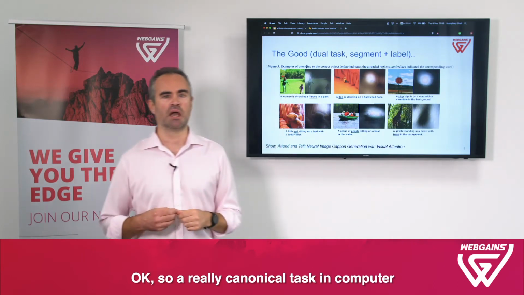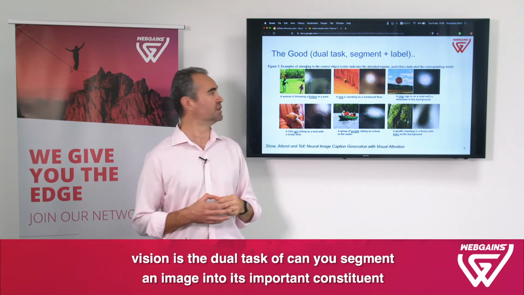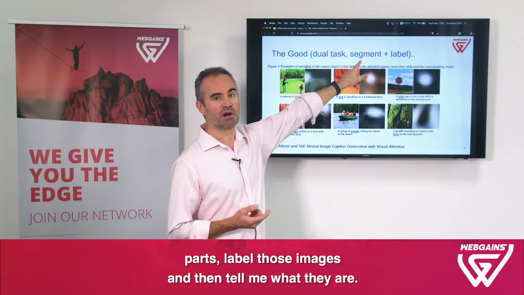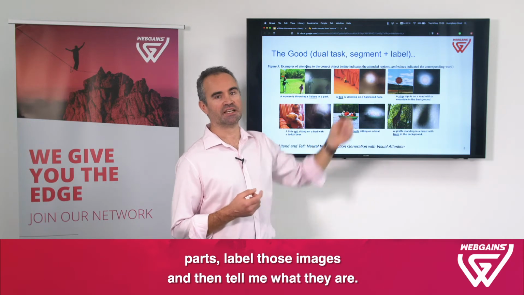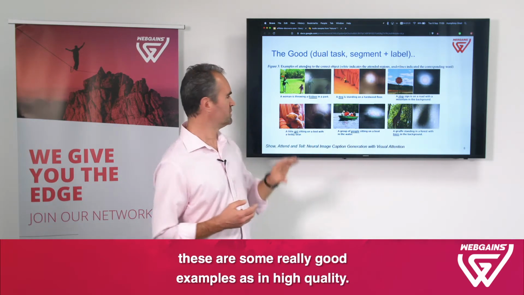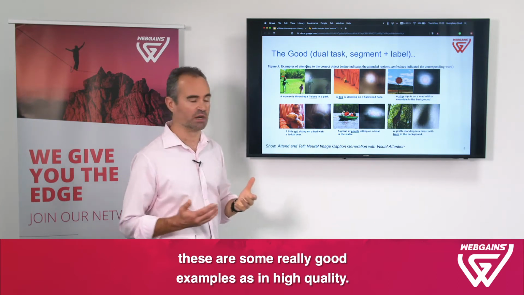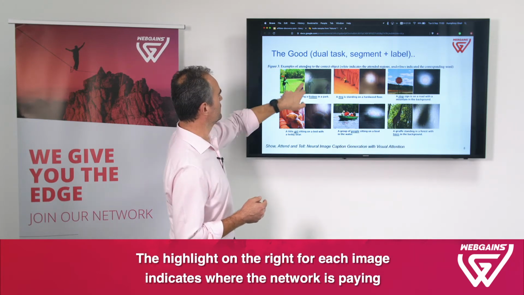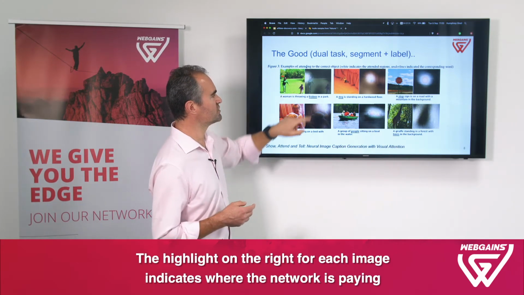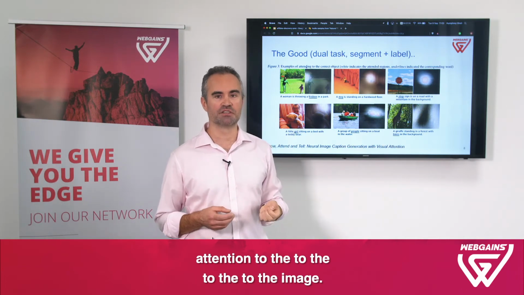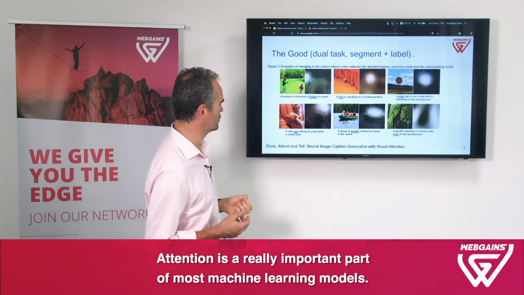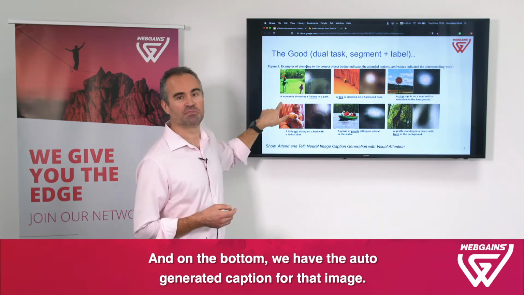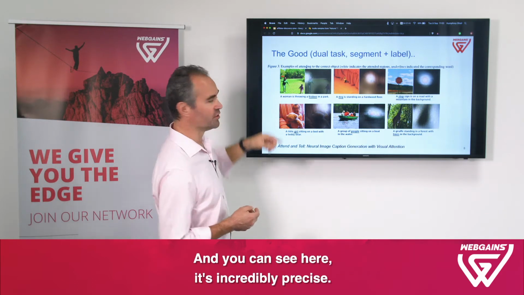Okay, so a really canonical task in computer vision is the dual task of, can you segment an image into its important constituent parts, label those parts, and then tell me what they are. So these are some really good examples, as in high quality. Here we have an image on the left. The highlight on the right for each image indicates where the network is paying attention to the image. Attention is a really important part of most machine learning models. And on the bottom, we have the auto-generated caption for that image. And you can see here it's incredibly precise.